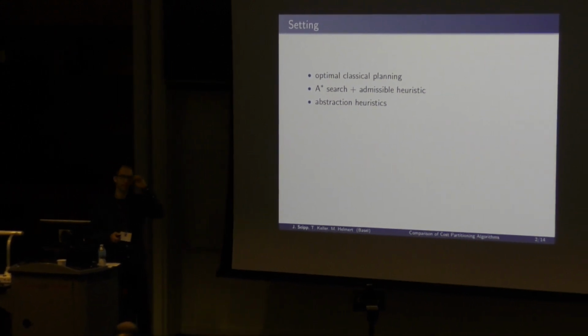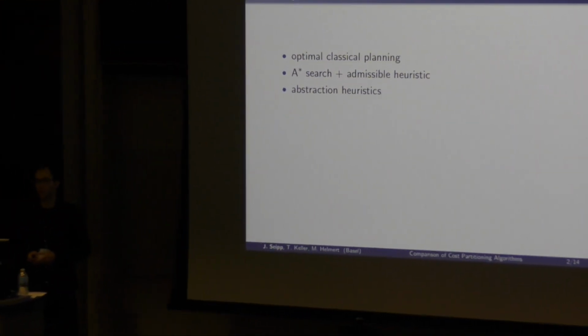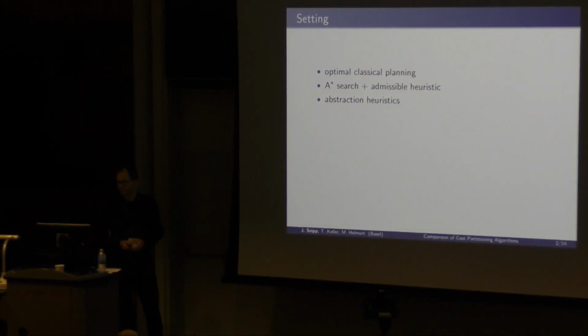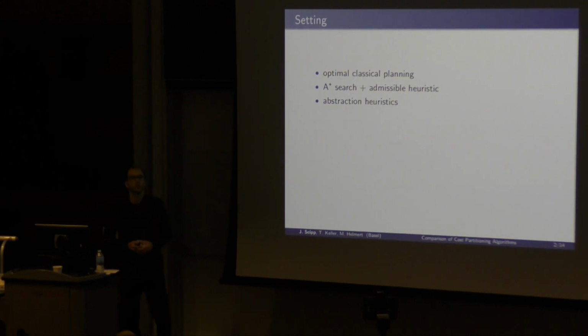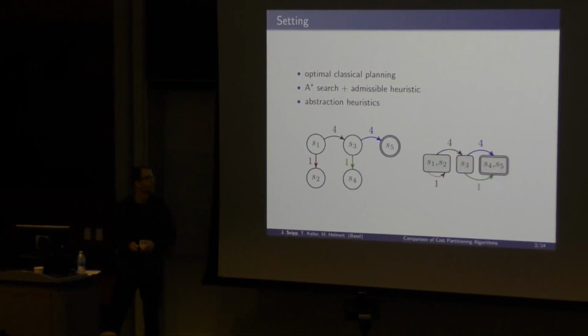The setting that we're investigating here is optimal classical planning. For this setting, we use A* search plus an admissible heuristic. In this work, we focus on abstraction heuristics. So to get us all up to speed, what are these?